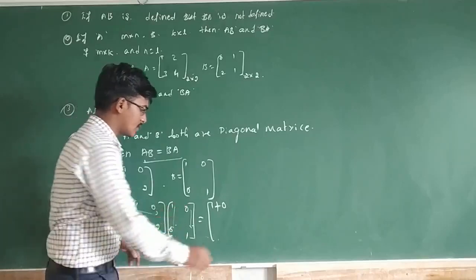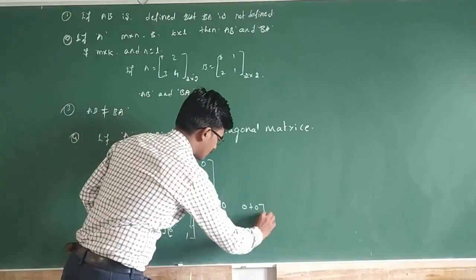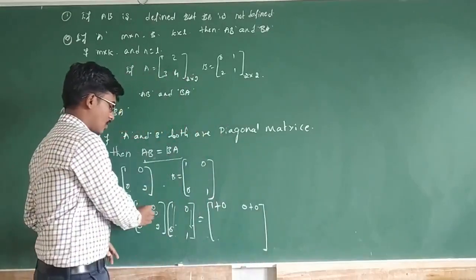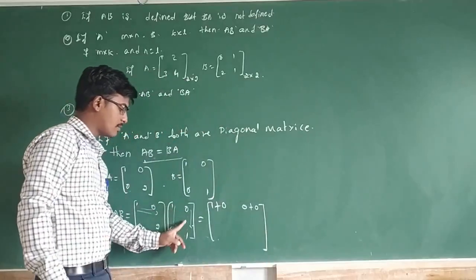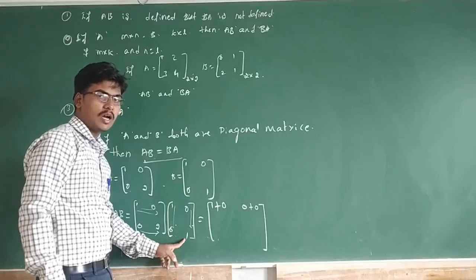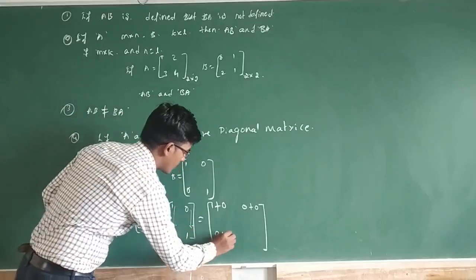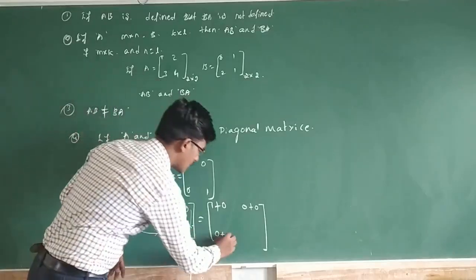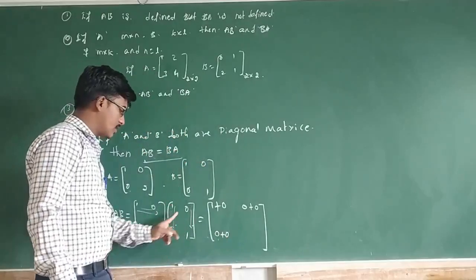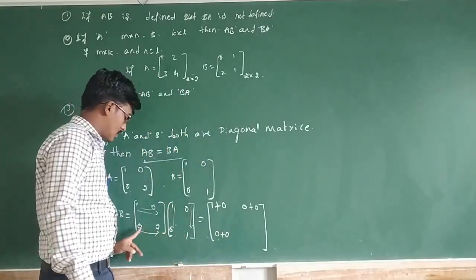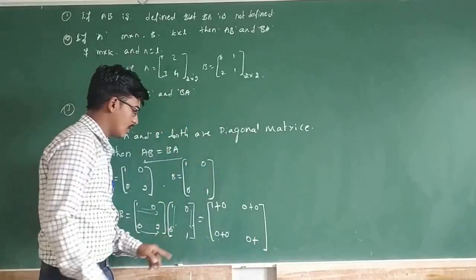1 into 0 is 0. 0 into 1 is also 0. Next, first row completed. Next, second row in each column of the next matrix multiply with addition of corresponding elements. Here 0 into 1 is 0 plus 2 into 0 is also 0. First column completed. Next, same row in the second column multiply. Here 0 into 0 is 0 plus 2 into 1 is 2.